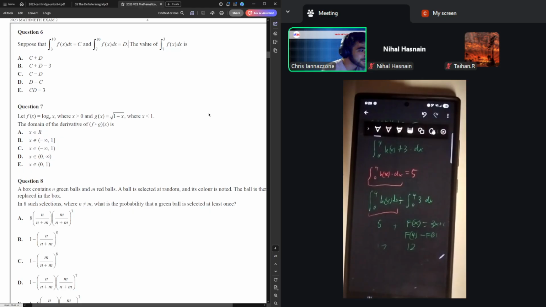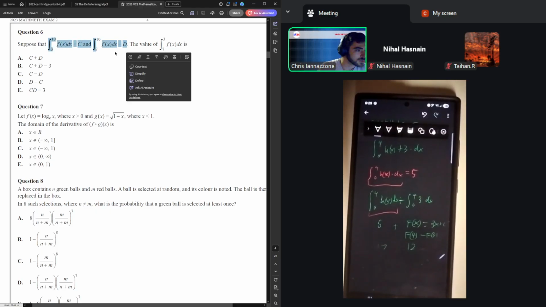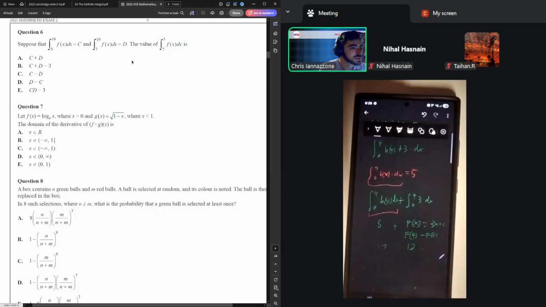But okay, so we've got the integral from 3 to 10, which is equal to C. We've got the integral from 7 to 10, which is equal to D. We want to find the integral from 7 to 3. So there's a couple of things going on. The ones that we know have different domains associated with them. The one that we're trying to find also has a different domain associated with it. So we've got to start thinking about what kind of properties would be involved there.